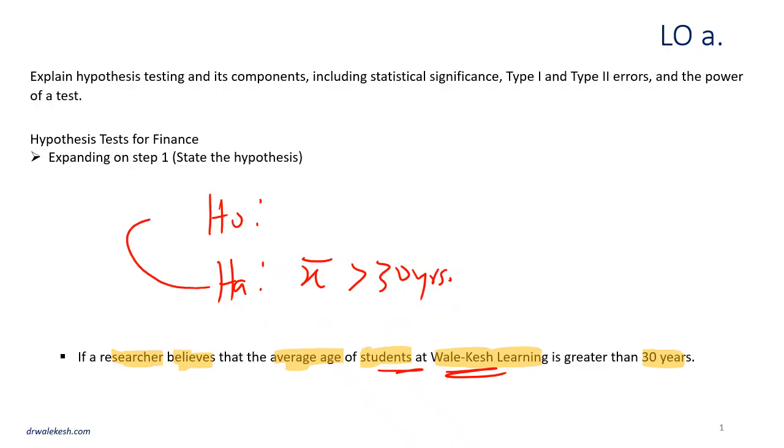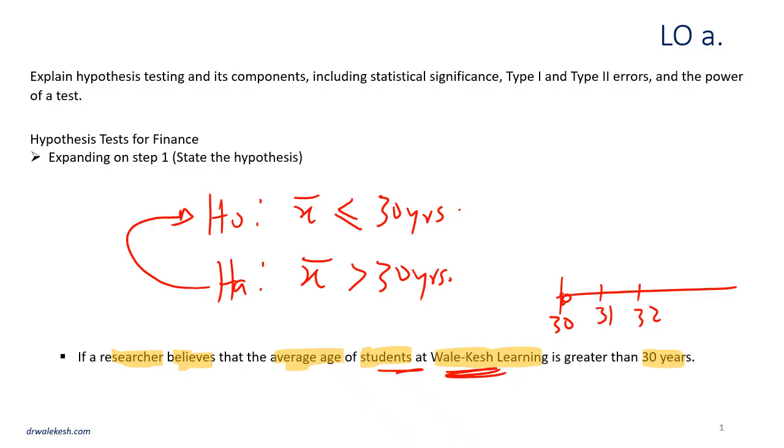So what's the mutually exclusive event here? The mutually exclusive event is X bar is less than or equal to 30 years. Since the researcher believes that everyone at Wale-Kesh is greater than 30 years, maybe 31, maybe 32, 33, and so on, that means the mutually exclusive event will start from 30 downwards.